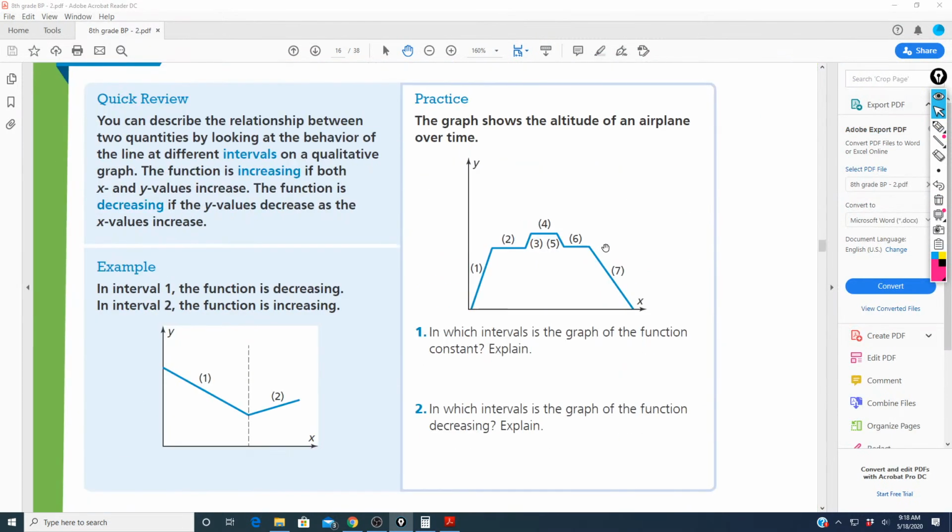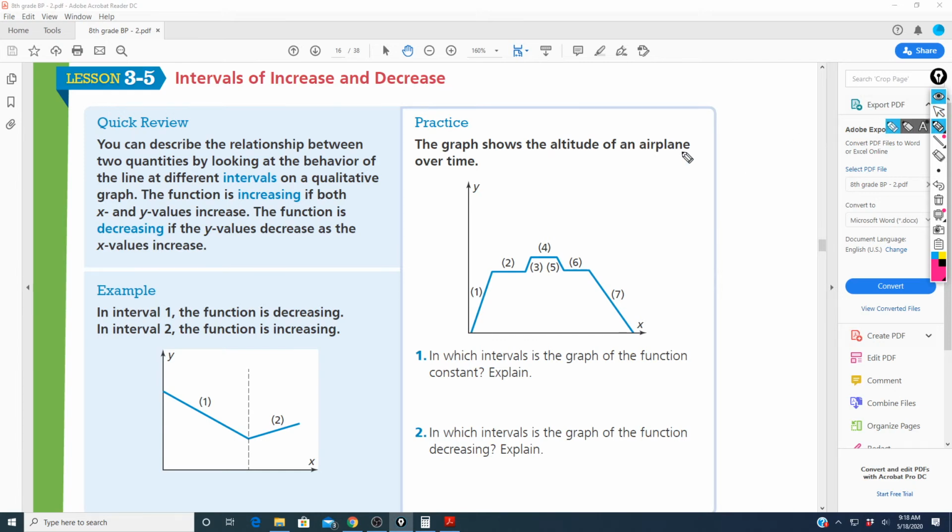Number 5, this is actually really, really simple. Remember these intervals of increase and decrease. So it shows that graph, and you can think of it this way. The graph shows the altitude of an airplane over time. So think of this function in the intervals that are described. Well, in which intervals is the graph?